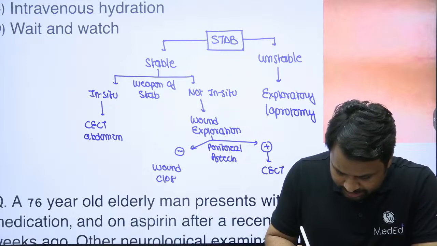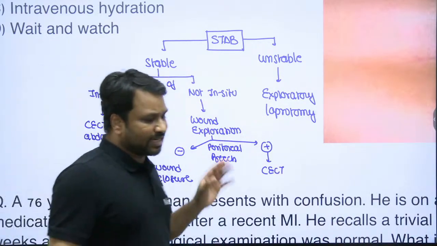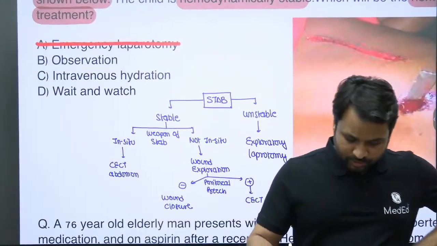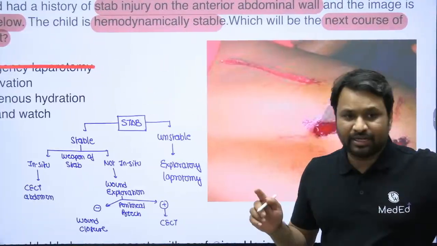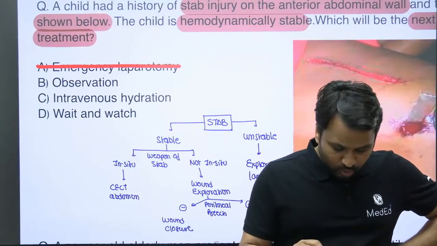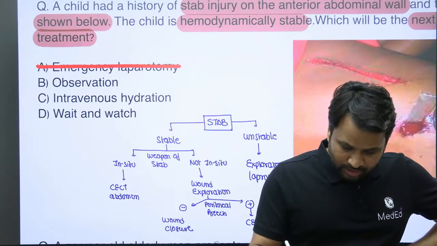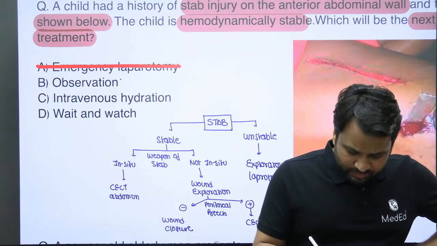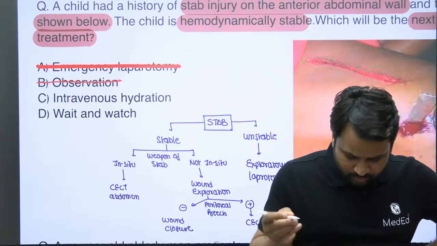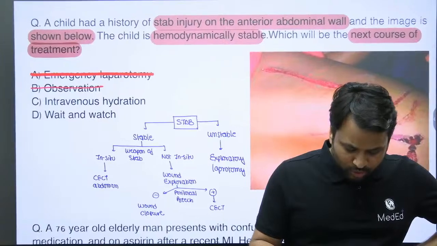This is the simplest algorithm that you can follow for the abdominal stab injuries. Okay. Now apply this. Now the patient is stable. As you can see, the glass is still sticking out. So the weapon of stab is in situ. So I have to go with CECT. Now the option of CECT is not here. There's no point of observation. So observation can also be struck out. They're saying which will be the next course of treatment.